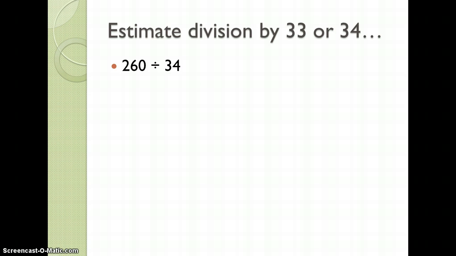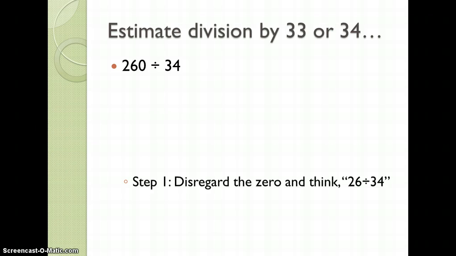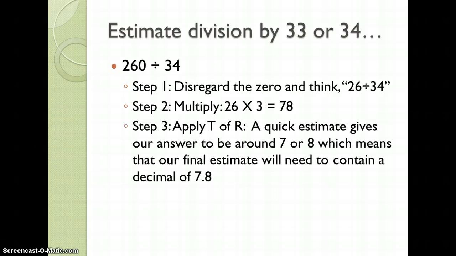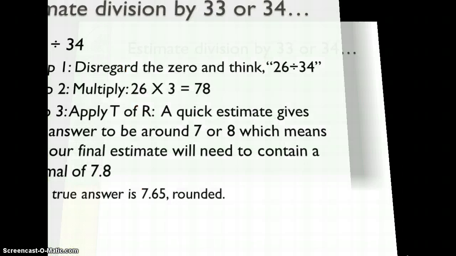Let's try 260 divided by 34. Disregard the 0 and think 26 divided by 34. Multiply 26 by 3 for 78. A quick estimate gives our answer to be around 7 or 8, depending upon how we're rounding, which means our final estimate will need to contain a decimal: 7.8. The true answer is 7.65 rounded.